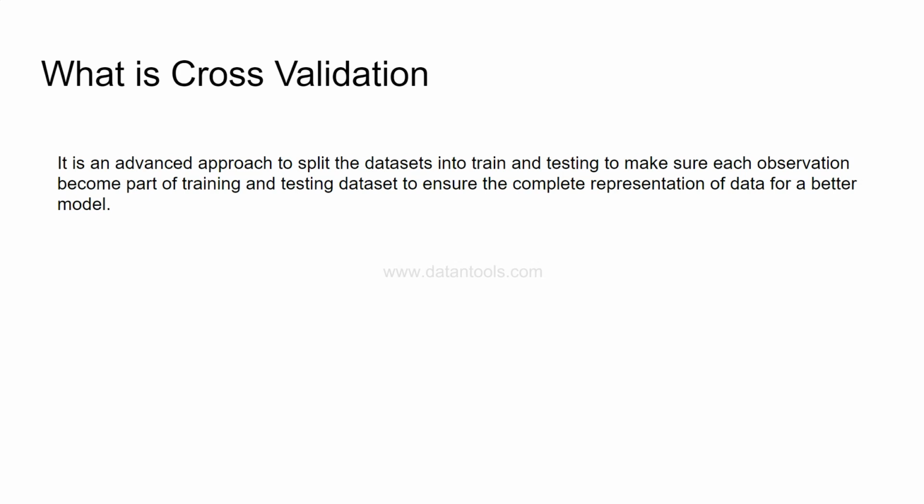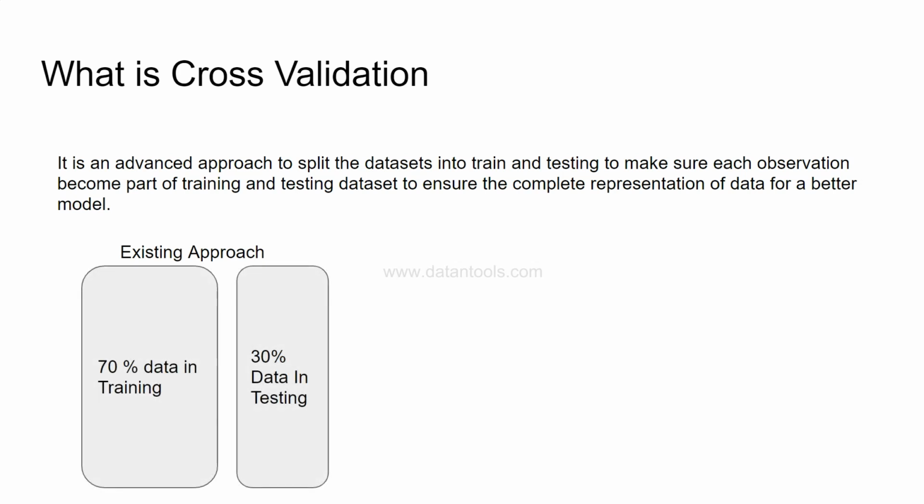So your model will be much more robust and exposed to the entire 100% of the data for giving you the best result. Now, here is an existing approach. We have 70% of the data in training and 30% of the data in testing. That's using the train test split method, or in R or any other tool you are using, but that's how we usually do it.